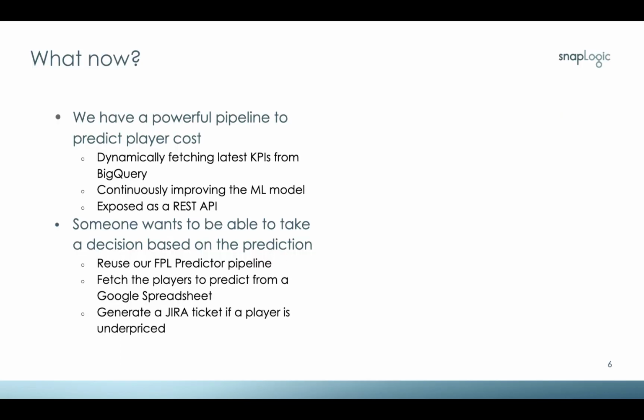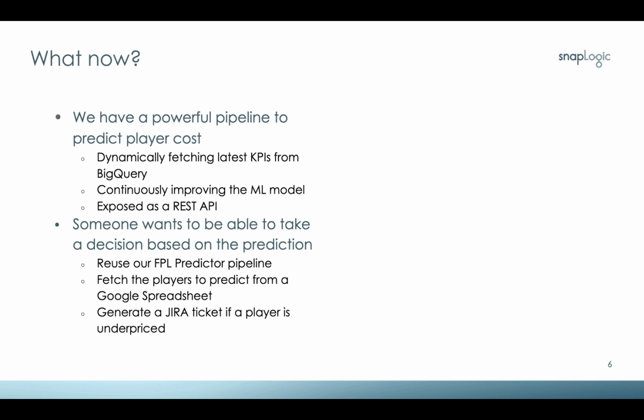Before we move on, let's recap on what we have so far. We have a pipeline that dynamically fetches the latest KPIs from a dataset in Google BigQuery. And every time that pipeline runs, a new machine learning model is created based on the latest data. And we have a REST API that, when invoked, will take the players presented in the HTTP post body and pass them through the pipeline with the machine learning predictor and respond with the players' predicted costs.